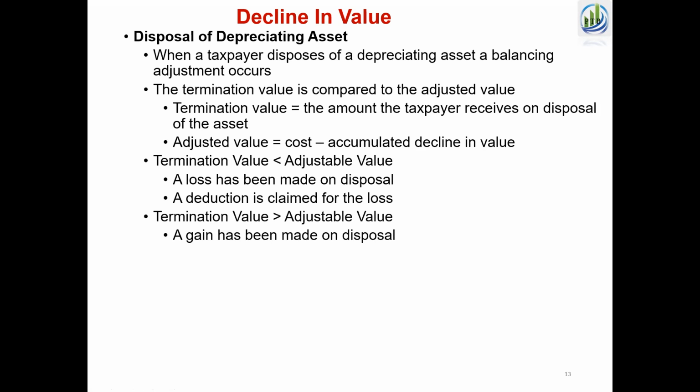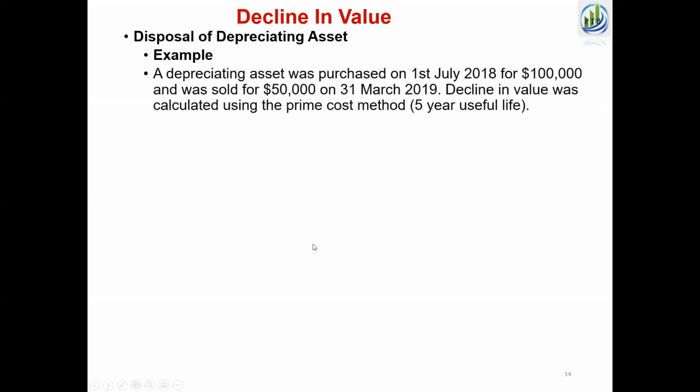For example, your book value is $30,000, but your termination value, you are selling for $40,000. It means you make a profit, right? $40,000 worth of asset you are selling for $50,000. Therefore, you make a profit that can be included as assessable income. So I will give an example.